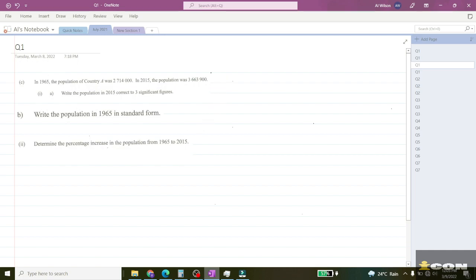So, with that being said, here we have 3,663,900. So 3 significant figures, I'm using strokes. This is 1, 2, 3. So we have 3,660,000. So notice our value here is 3, which is not above 5. So we're going to round it to the nearest tenth, which means 0. And here we're just going to add zeros for place values. And this is at 3 significant figures.